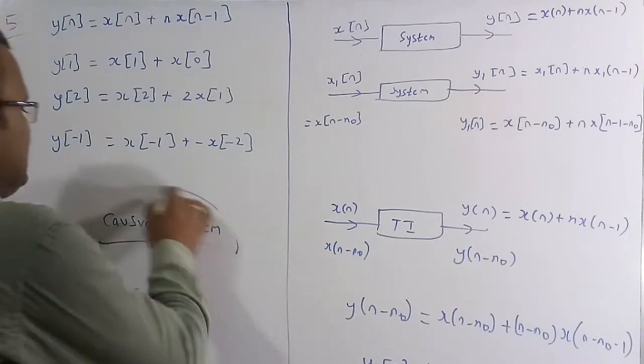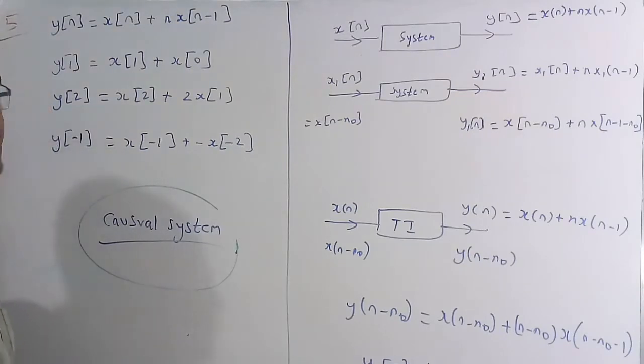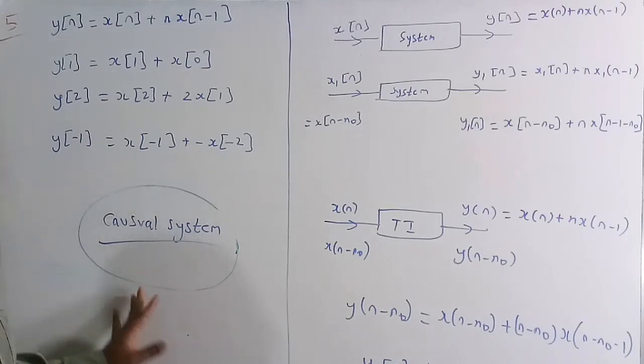So therefore here the output is going to depend only on the present values of the input and also the past values of the input, and it is independent of the future values of the input. So therefore we can say this system is said to be a causal system.